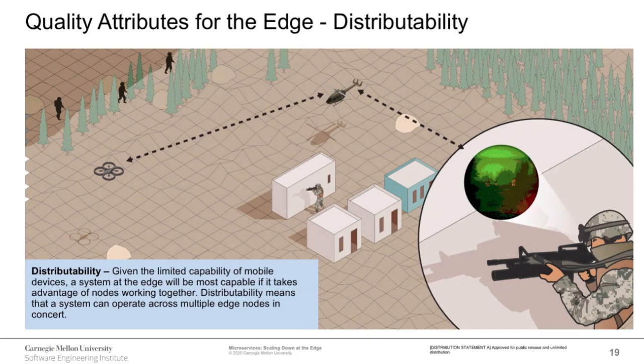And this is another quality attribute that really benefits significantly from the use of microservices. The idea here is that given the assumption that devices in the edge environment will have limited resources, you can realize increased capability by distributing computation across the devices that are available.